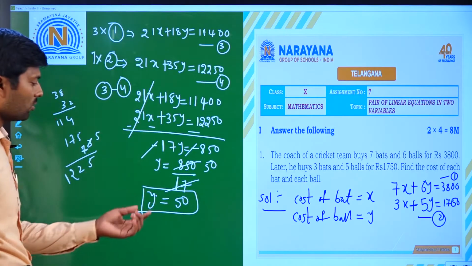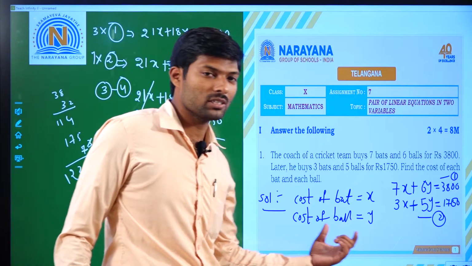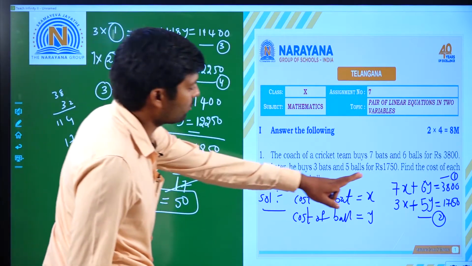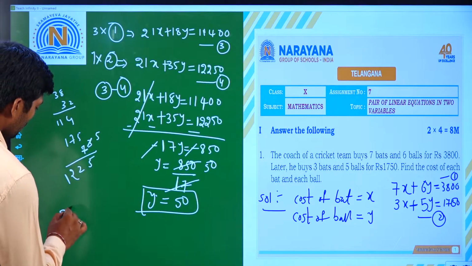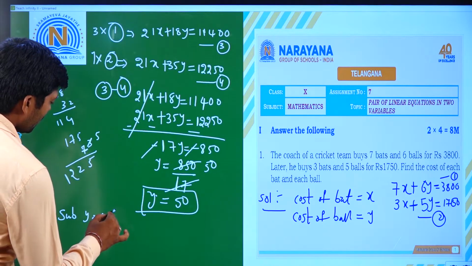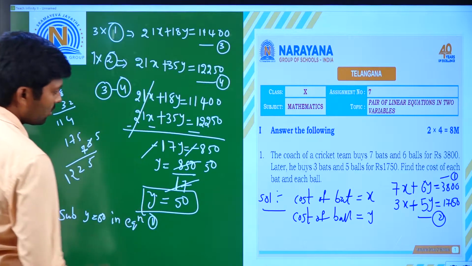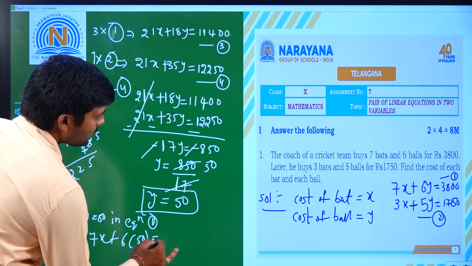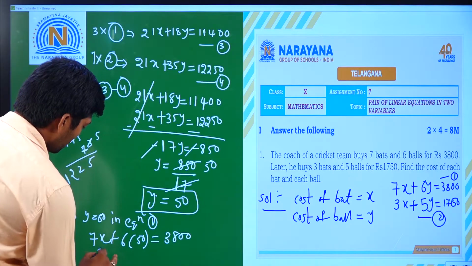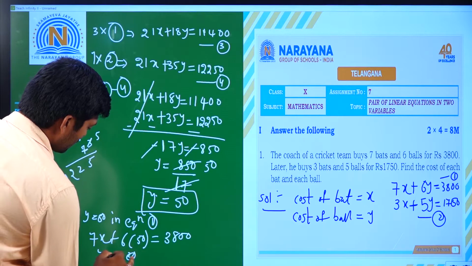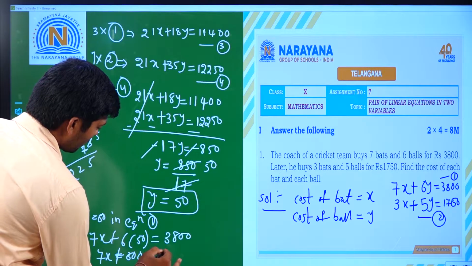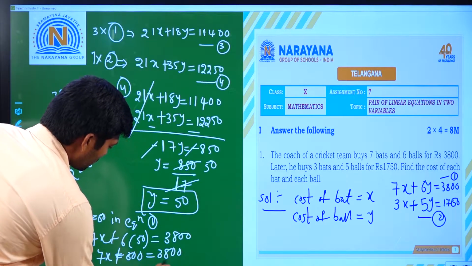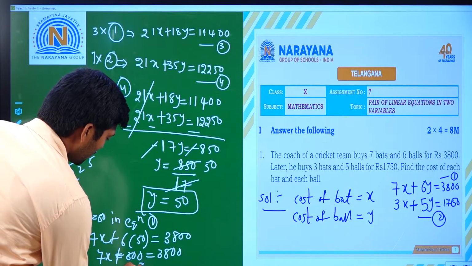What is y? y is nothing but the cost of each ball, which is equal to 50 rupees. So we need to find the x value by substituting y is equal to 50 in any one of the equations. So substitute y is equal to 50 in equation 1. So 7x plus 6 into 50 is equal to 3,800. That is 7x plus 300 is equal to 3,800. Next, 7x is equal to 3,800 minus 300, which is 3,500.